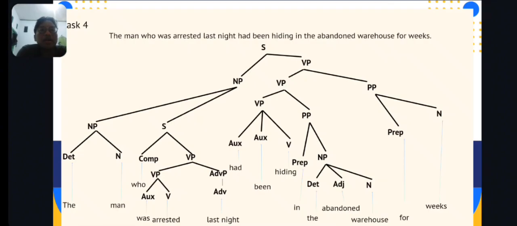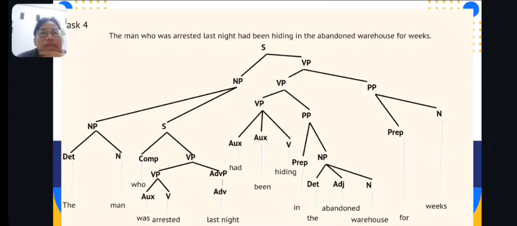The man who was arrested last night has been hiding in the abandoned warehouse for weeks. So there is a noun phrase, the determiner is the, noun is man. Then comes who, and there is a verb phrase.